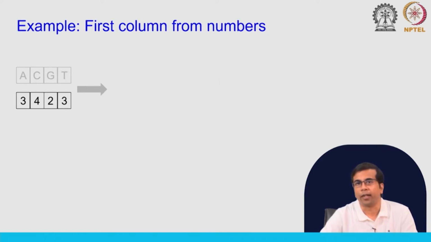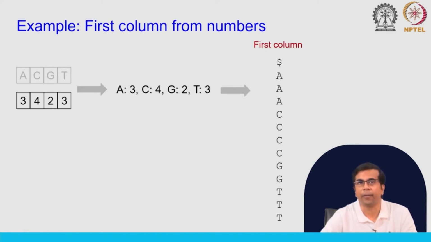We can look at another example for better understanding. Let us say we are given 3 4 2 3, which is how the first column is stored, and the assumption is that A, C, G, T are sorted lexicographically, and we can recreate the first column from these numbers. It means we have 3 A's, 4 C's, 2 G's and 3 T's. We can simply write, starting with dollar, these 3 A's, 4 C's, 2 G's and 3 T's. So, this is a very easy way to store data, and we can generate the first column very easily if we know these numbers.